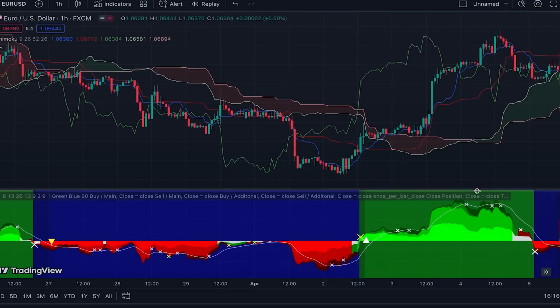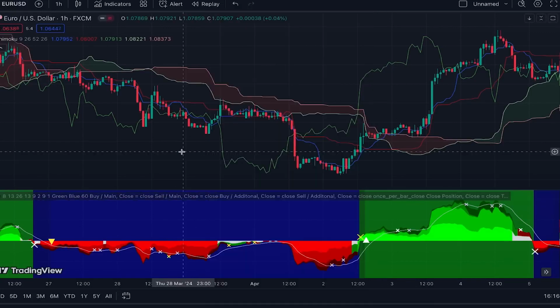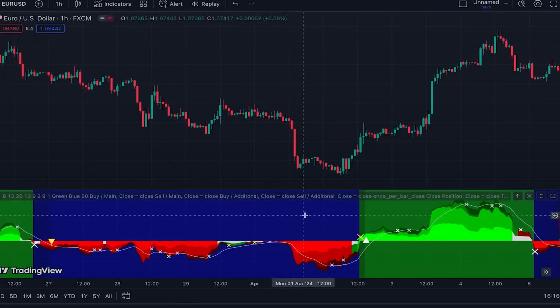And also by default here in the settings of the indicator, ATR is used for conversion line and baseline, which helps in choppy markets so you can stay on the trend for a longer period of time. Alright, let's close this Ichimoku Cloud from our chart and let's see how we interpret this oscillator.